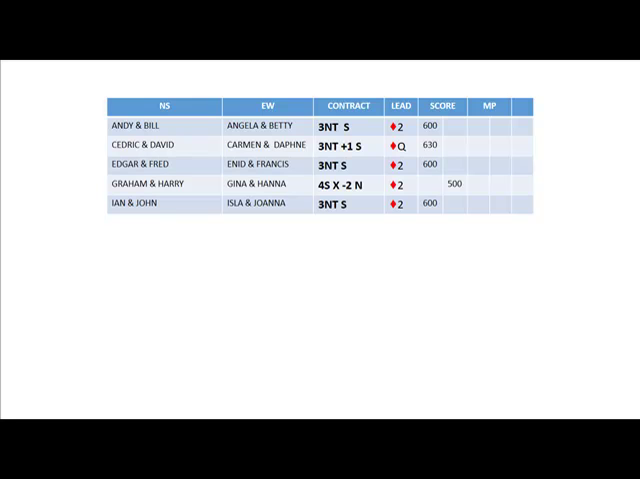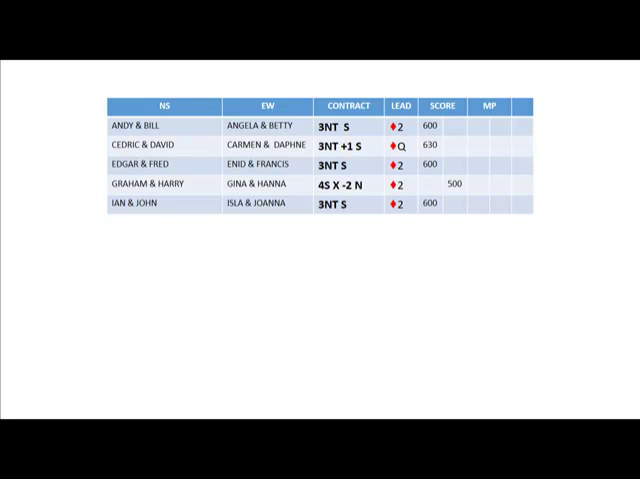Now next to the lead is 2 columns which gives you the score, and it's the left-hand column of those 2 that gives you the score for north-south. So Andy and Bill were playing in 3 no trumps, and they made it, and so they got 600 points. That's actually the score, the bridge score for a vulnerable pairing. 600 points.